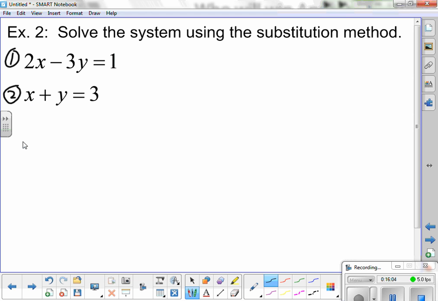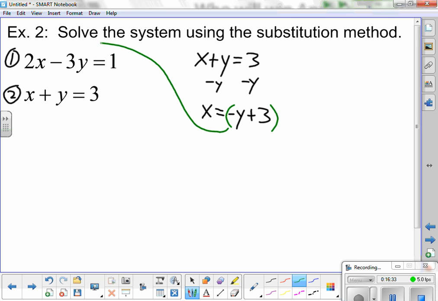So I'm going to take equation 2, and I'm going to isolate the x. So I'm going to subtract y. So x equals negative y plus 3. Okay, so that's step 1. Step 1 was to isolate a variable. We did that. Now we're going to take this x value. I know x is equal to negative y plus 3. It's equal to all of this stuff. So now I'm going to take all of this stuff and plug it into the x part of number 1.